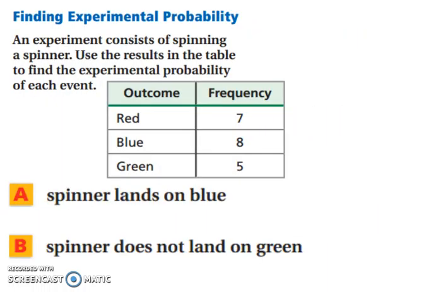Let's look at finding experimental probability. An experiment consists of spinning a spinner. Use the results in the table to find the experimental probability of each event. First one states the spinner lands on blue. So how many times does the spinner land on blue? Well, that's 8 times. But how many times was the spinner spun? So 7 plus 8 plus 5 gives us 20. So 8 out of the 20 times it landed on blue. And then we can simplify this to 2/5.